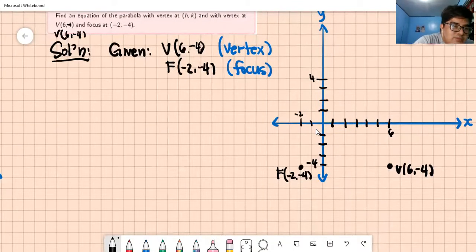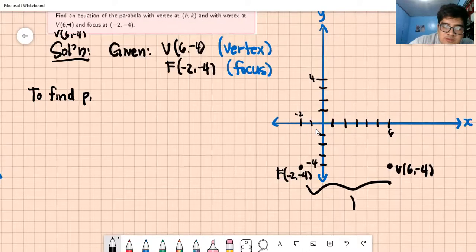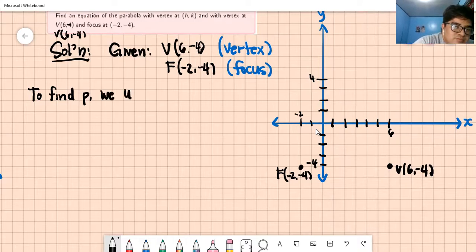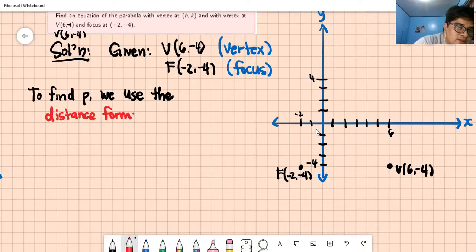To find P, ano ang kailangan natin gawin? Ito kasi distance ito P. So this problem only boils down to the distance between 2 points. We use the distance formula. And how do we do that? Ganito. This is, ano ba yung P?